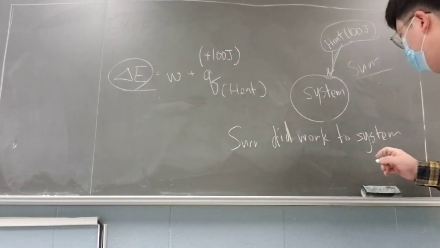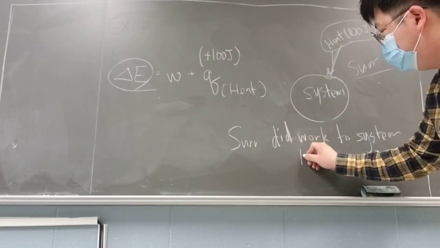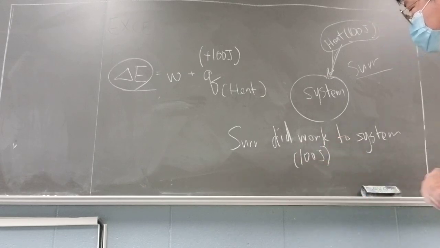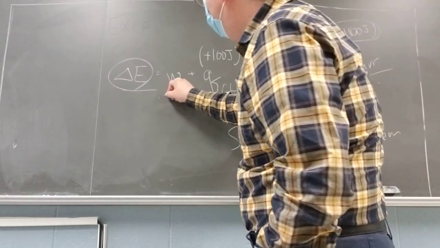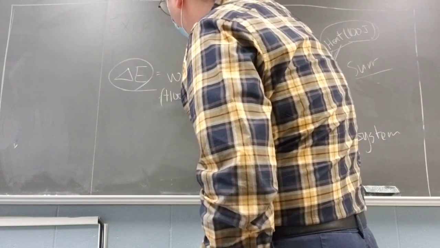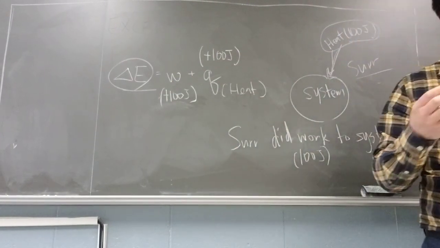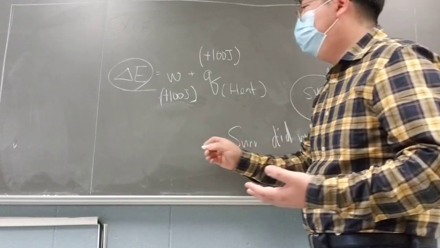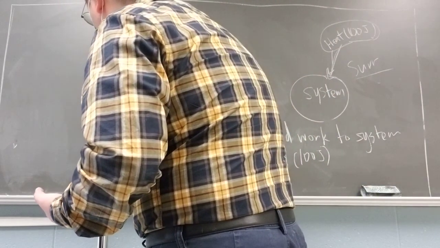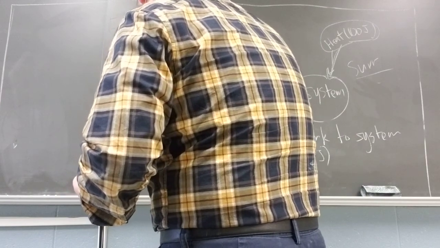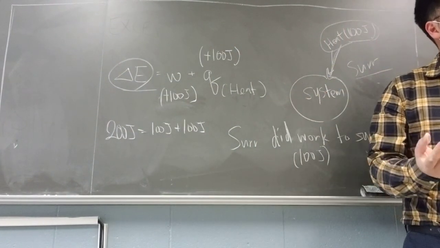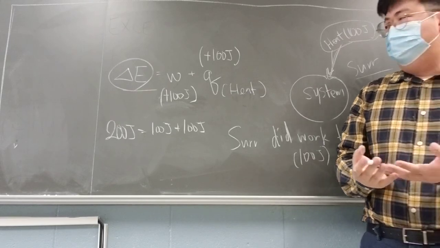So maybe I did 100 joules of work for the system, or to the system. Then you also have an additional 100 joules here. Okay? So the change in your energy should be 200 joules by just doing this one. Okay? So this is easier for us to estimate.